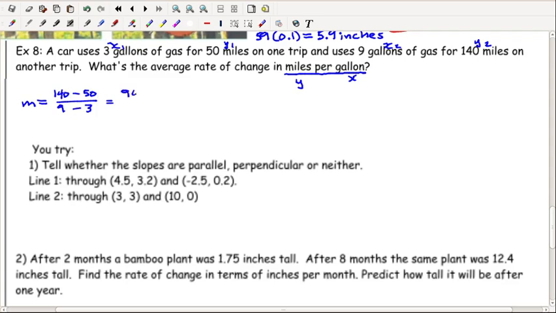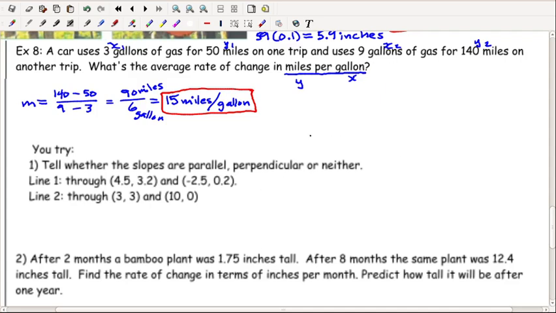140 minus 50 is 90. 9 minus 3 is 6. If I reduce that or divide that, it gives me 15. And again, 90, 140 and 50, they were measured in miles. 6, that was the 3 gallons and the 9 gallons measured in gallons. So this gives me a final answer in miles per gallon. Or you can write it out as miles per gallon if you want, with the word per, like they did in the question.